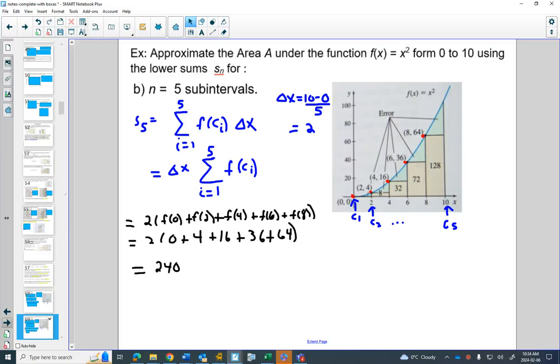So I'd like you to try the 10 subintervals and see what value you come up with.